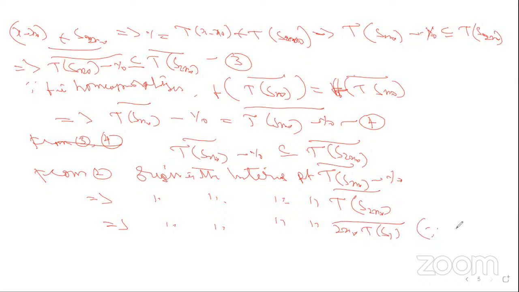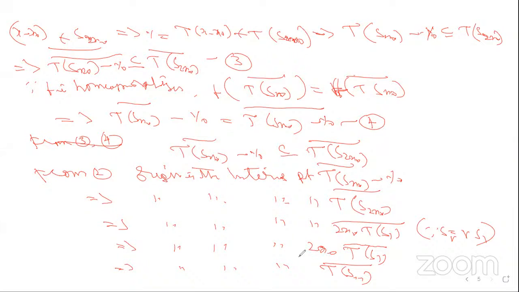What is the reason here? S_r equals r into S_1, not S_r; it was a printing mistake. So the origin is the interior point of 2n0 times T of S_1 bar. Again, the origin is the interior point of only T of S_1 bar.